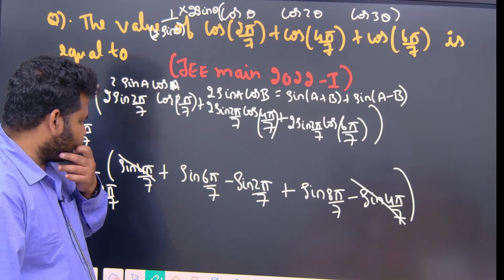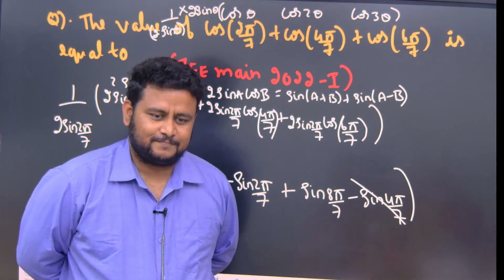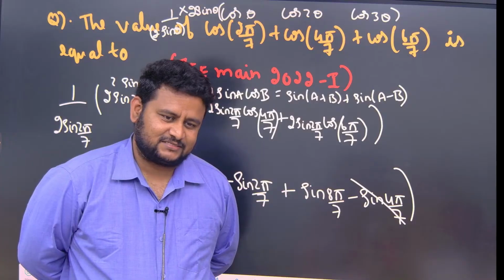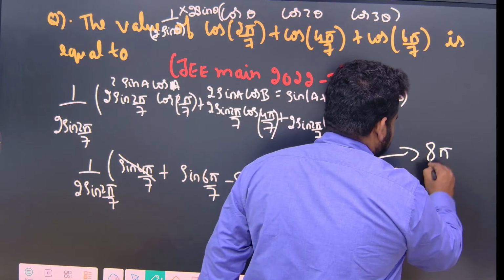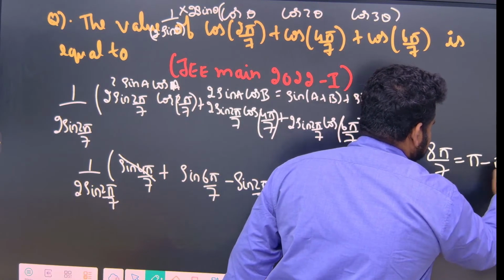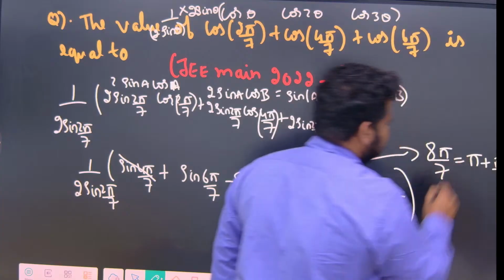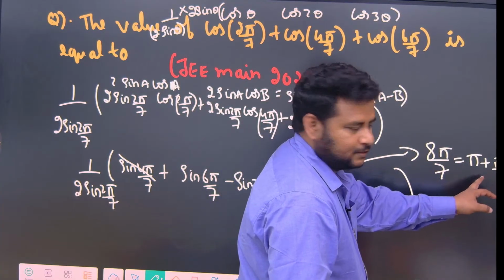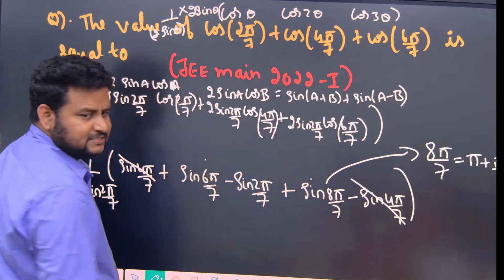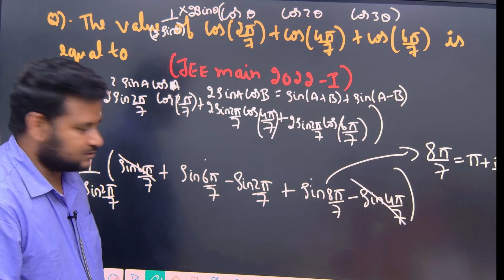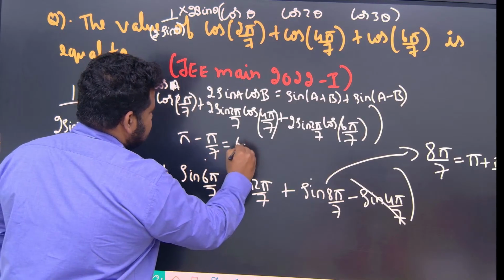Now sin C, this is D. Okay, 8 pi by 7 is there. How can I write 8 pi by 7 in simplified form? Pi plus or pi minus? Let us write it as pi plus, so 7 pi plus pi is 8 pi. So I can write this as pi plus pi by 7. Sin 6 pi by 7, how can I write it? Pi minus pi by 7. This will give us 6 pi by 7.